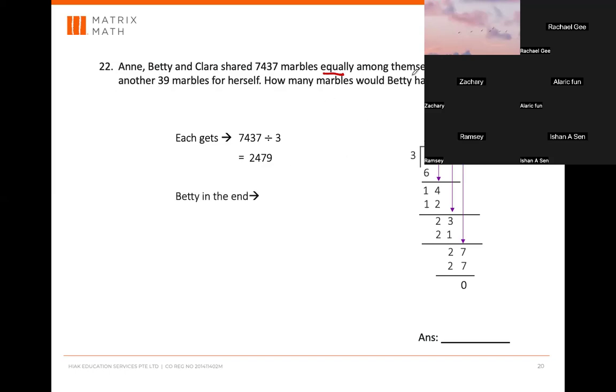So we are looking at Betty here because she bought another 39 marbles for herself. So how many marbles would Betty have in the end? So 2,479 is at first, and she bought another 39. So at the end, you just have to add the extra 39 that Betty bought for herself. You will have 2,518 marbles. Okay, so that will be the marbles that Betty has in the end.